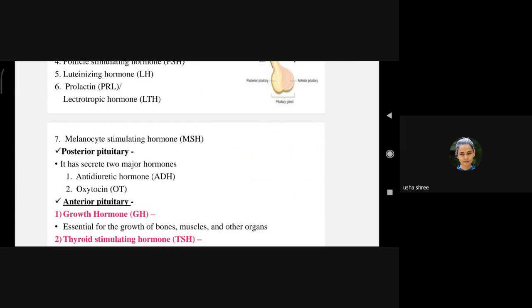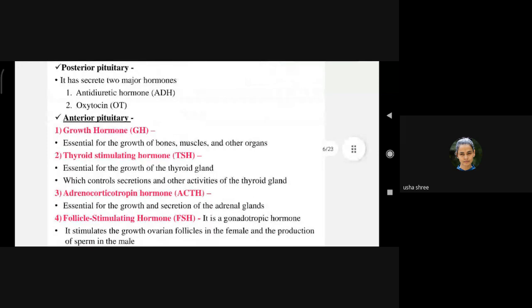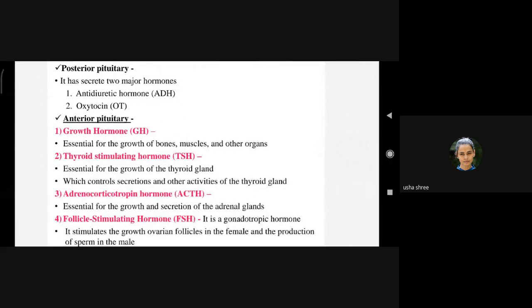Okay. Now, the posterior pituitary secretes 2 major hormones. Those are antidiuretic hormone and oxytocin. This antidiuretic hormone is also known as vasopressin. You can remember that the two hormones secreted by the posterior pituitary are oxytocin and vasopressin. This vasopressin is antidiuretic hormone. Okay. Now we will discuss each hormone in a little more detail.